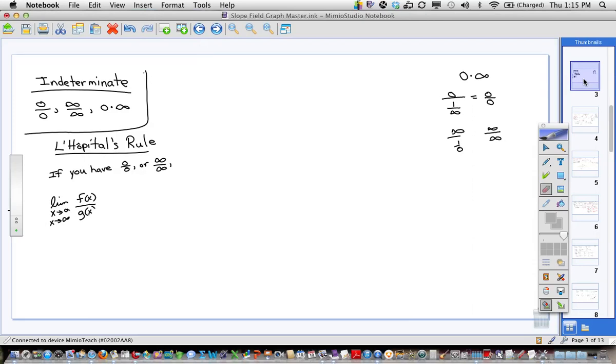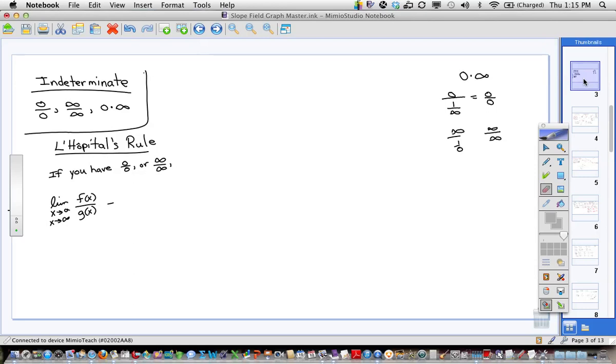Now remember, it's got to be 0 over 0 or infinity over infinity, so it's some sort of fraction. If you don't have a fraction, then you might have to do what I had up here. Right? If you've got something like this, if you've got a 0 times infinity situation, then you may have to do kind of a reciprocal thing to turn it into one of these. Because it's got to be one of these for L'Hôpital's rule to work.